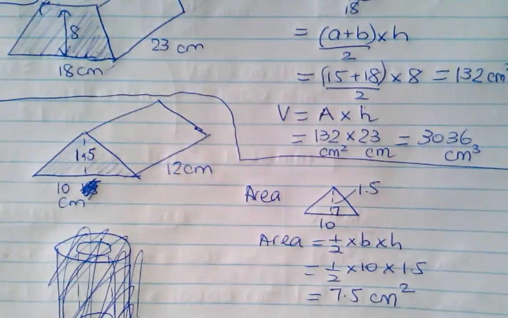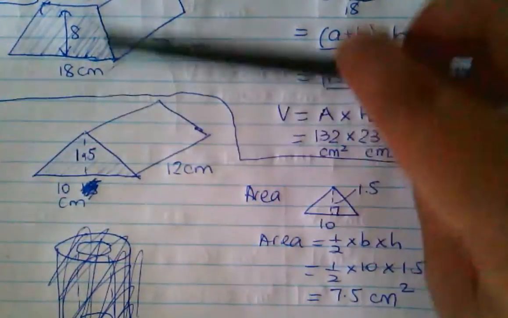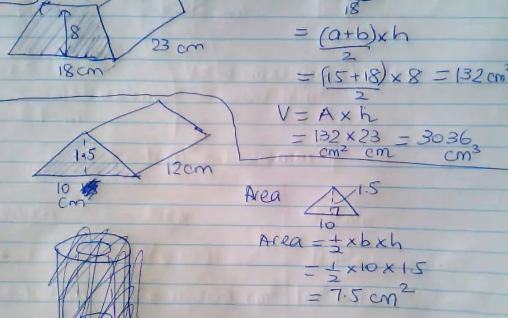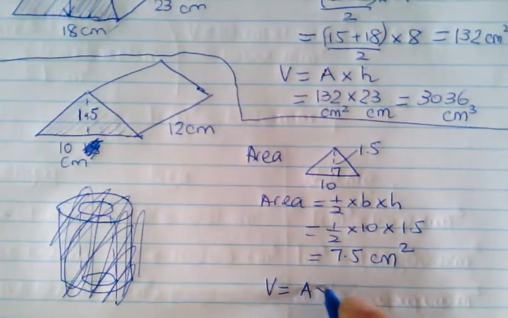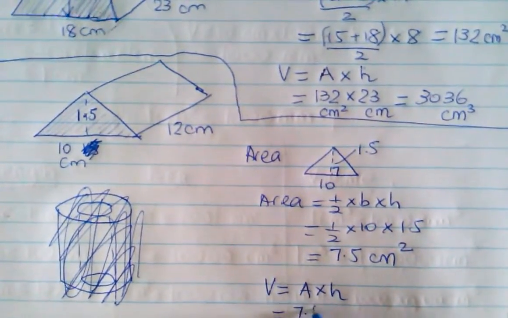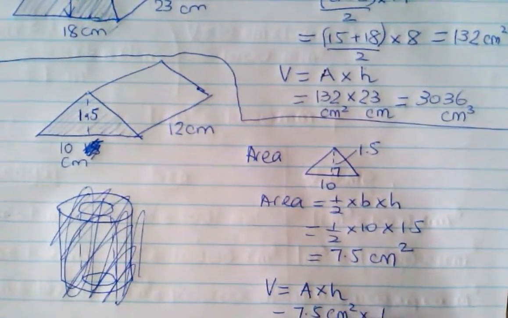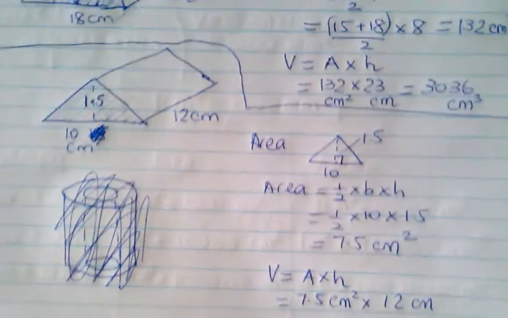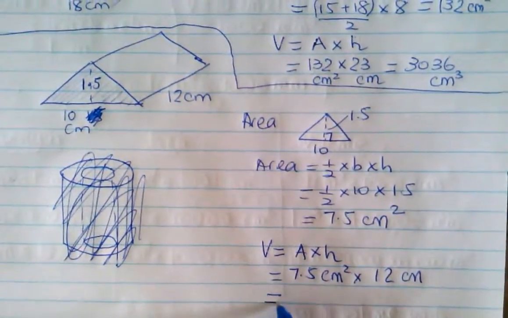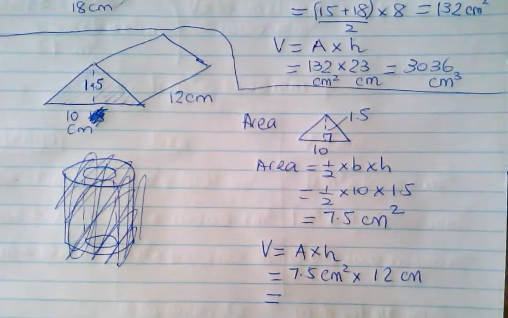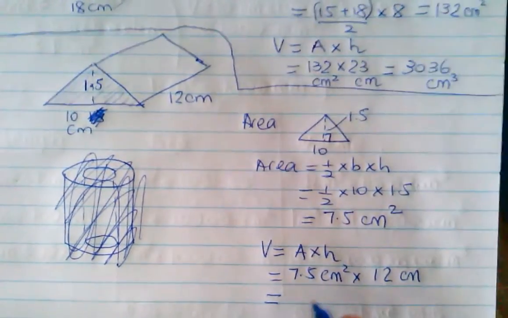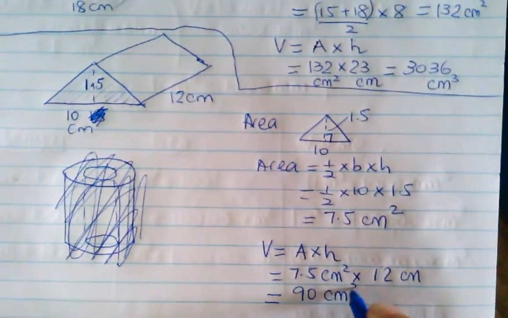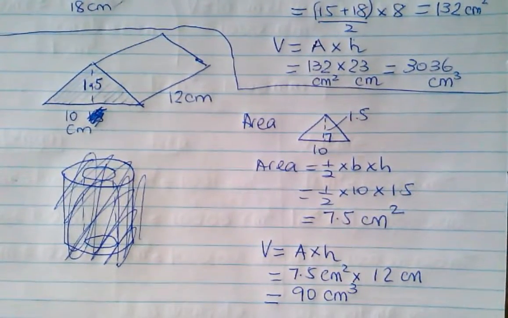That is not the volume. Then we times by how far back those triangles go. That's the height. So the volume of the prism is A times H, which is 7.5 centimetres squared times 12 centimetres. And 7.5 times 12, is it 90? It is. 90 centimetres cubed.